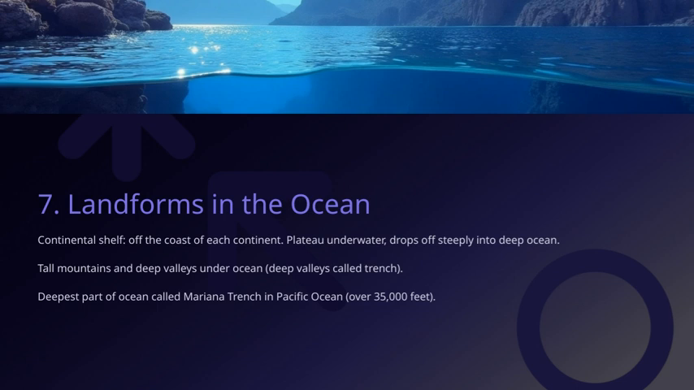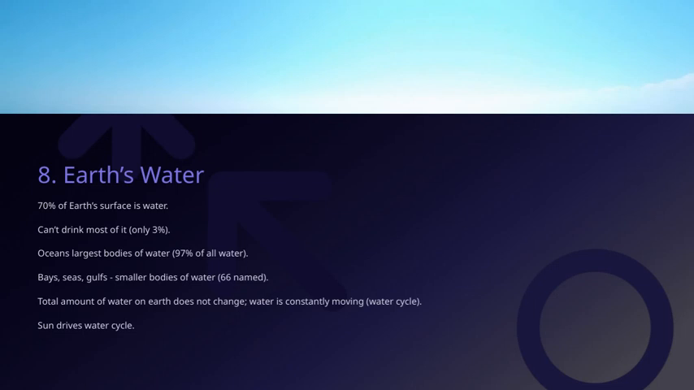Understanding these landforms helps us appreciate the complex and dynamic nature of our oceans. They are not just vast bodies of water, but are filled with incredible structures that tell the story of Earth's geological activity. The sun is the driving force behind the water cycle, powering the movement of water around our planet. Even though the total amount of water on Earth stays the same, it's always in motion through processes like evaporation, condensation, and precipitation. This continuous cycle keeps water circulating in different forms and locations.